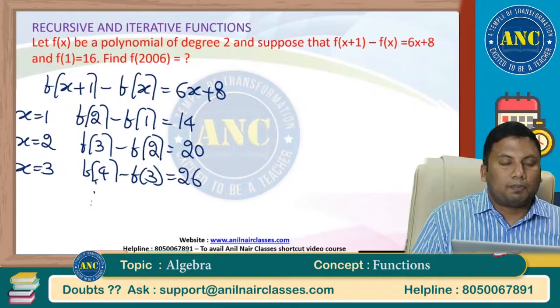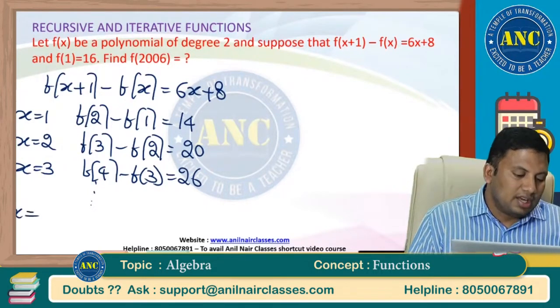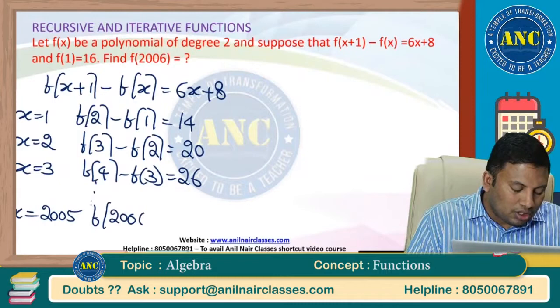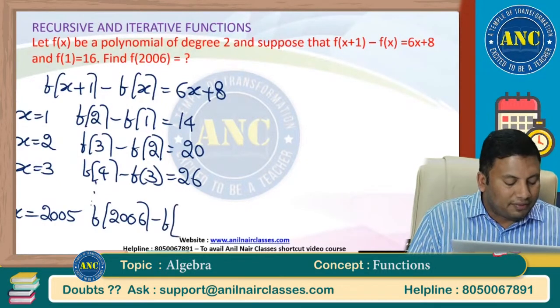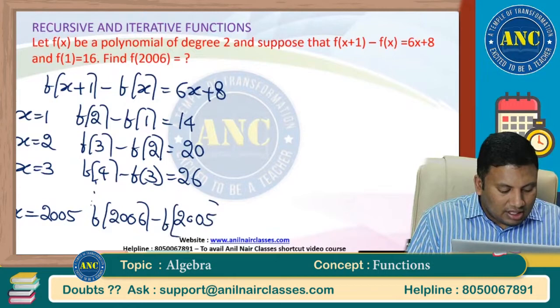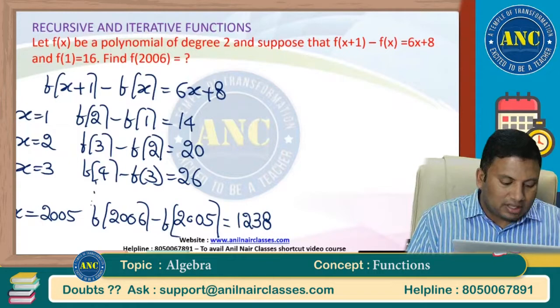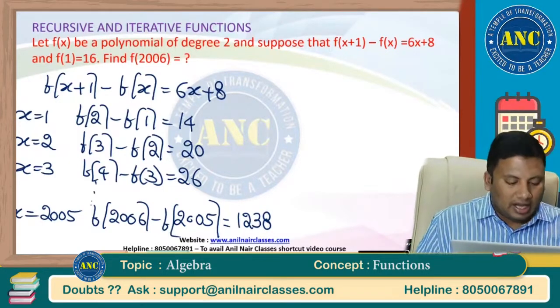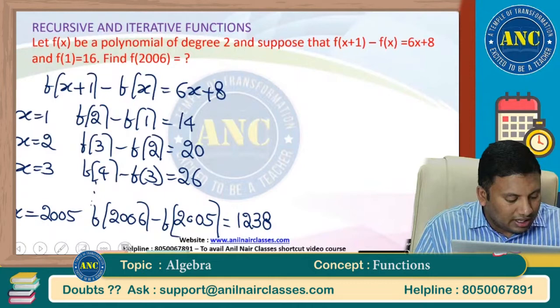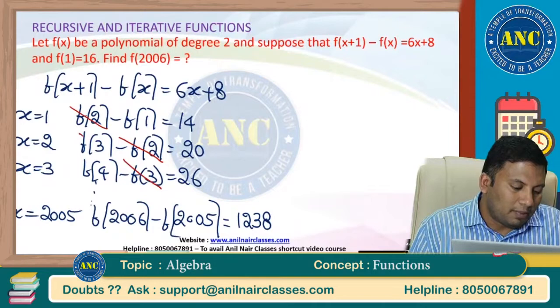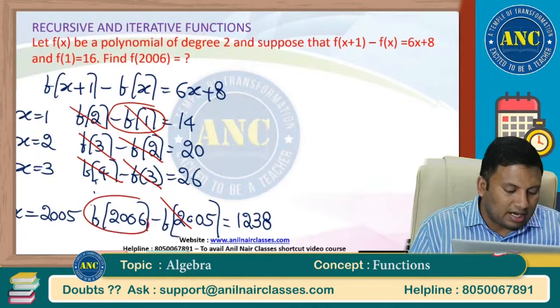And this goes on up to, if x is 2005, this is nothing but f of 2006 minus f of 2005. This is nothing but 6 into 2005, 1230 plus 8, 1238. I hope it is clear. Now, if you see here, these are nothing but minus f of 2 plus f of 2, minus f of 3 plus f of 3. Everything will get cancelled. These remaining and these remaining.